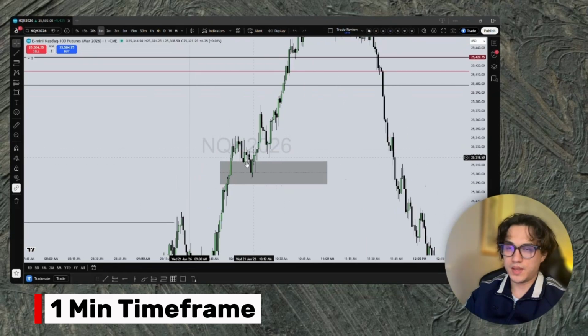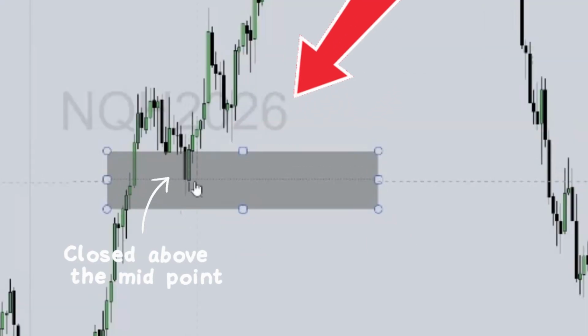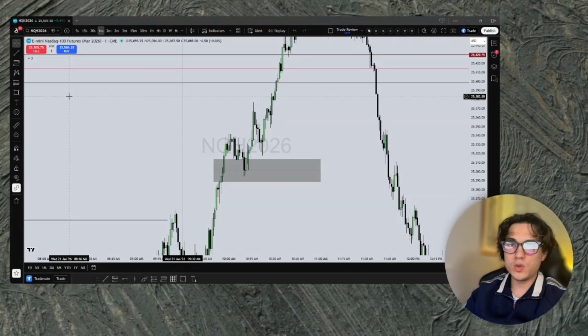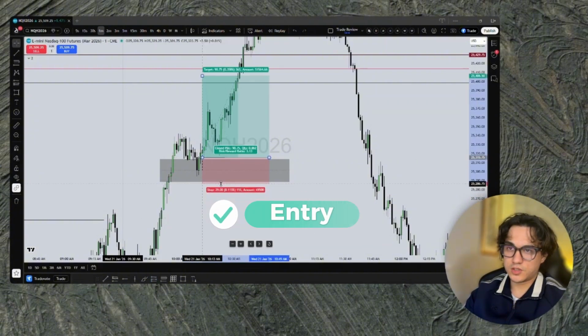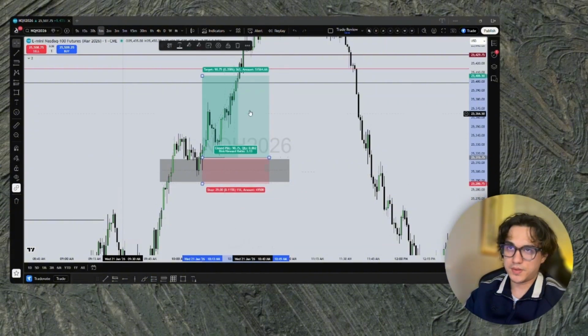We can see on the 1 minute, we had a strong close above the midpoint of that 5-minute gap. What we wanted to do was wait for a change in the state of delivery. So I waited for this candle here. Once we closed above this candle and tapped back into it, this was our final entry. So we took our trade here, placed our stop loss below the 5-minute gap, and we targeted the rejection block.